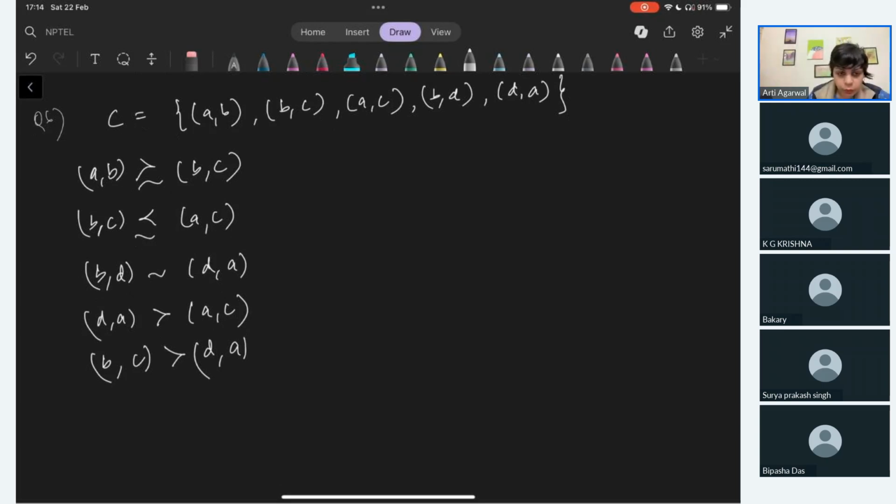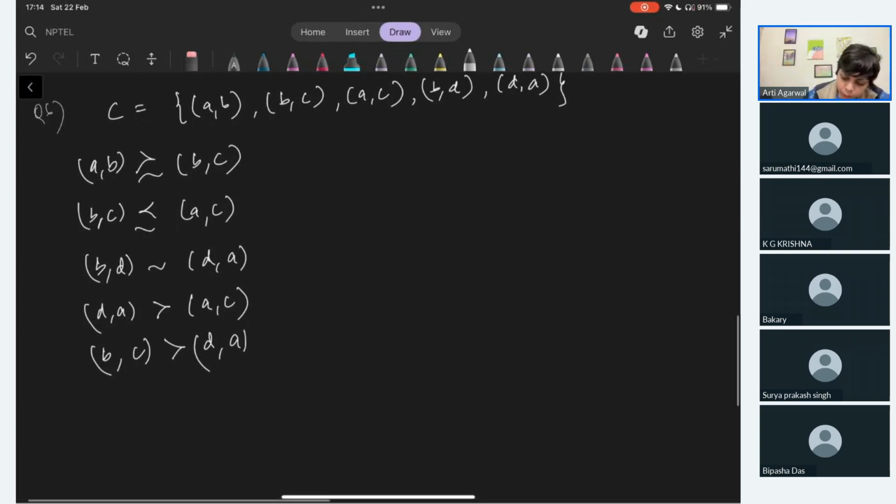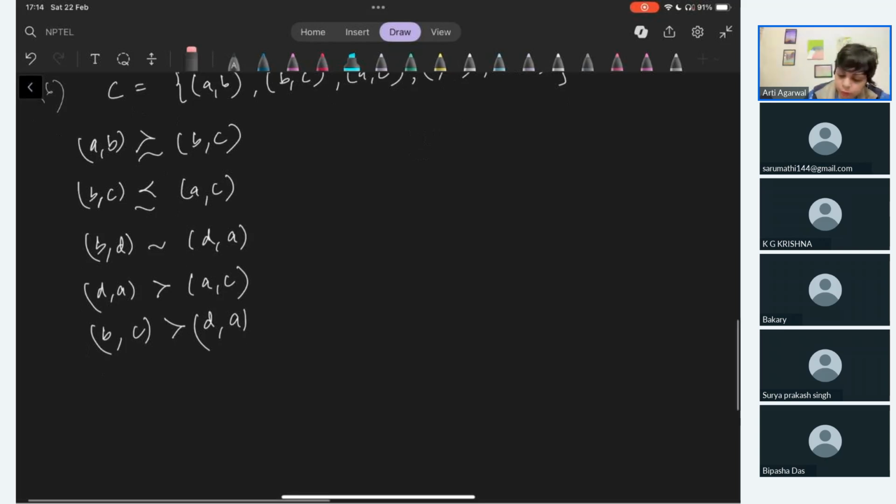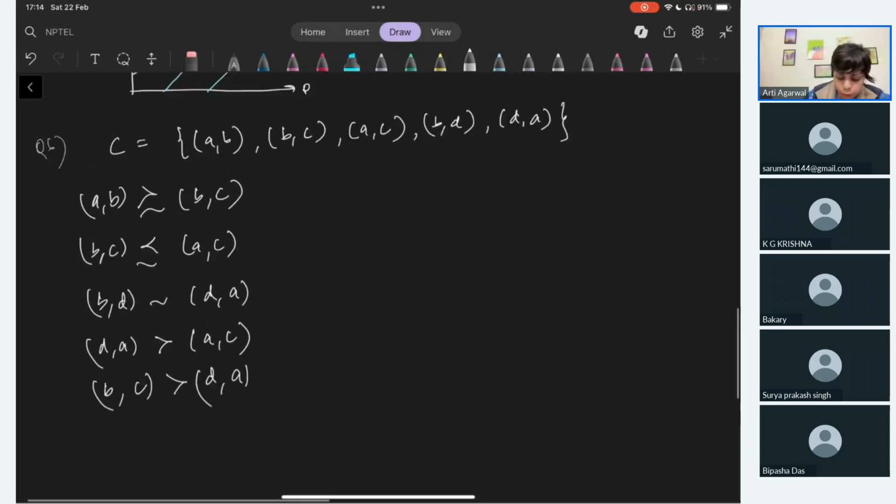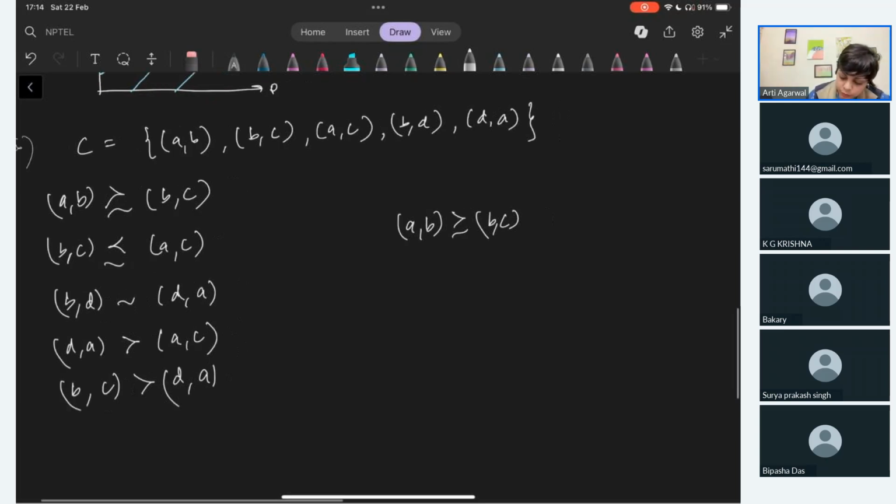Okay, so let's start with what we are given. We put AB here, and let me put it on a horizontal line; I think it's better that way. Okay, so AB is preferred to BC, and let's say this is the direction of increasing preference. BC is less preferred to AC. So AC should come somewhere here before BC.